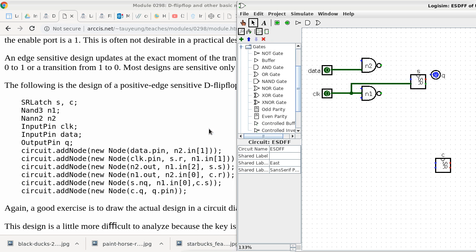Like so. All right, so that takes care of the third line. No, this is taking care of the second line. So we're now moving on to the third line, which takes the output of N2 and brings it to the last input of N1. Okay.